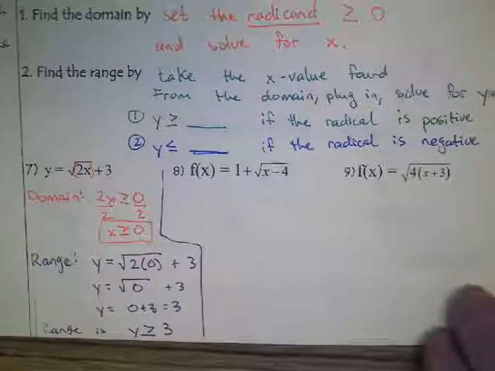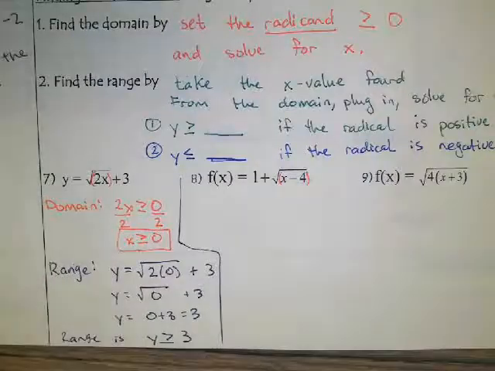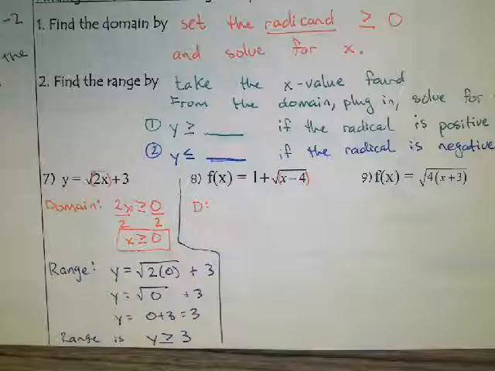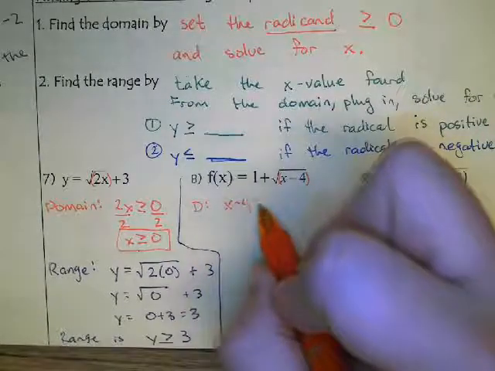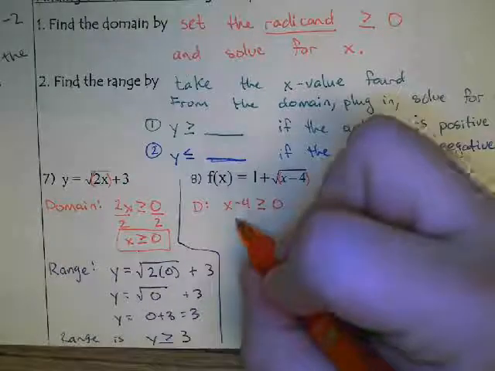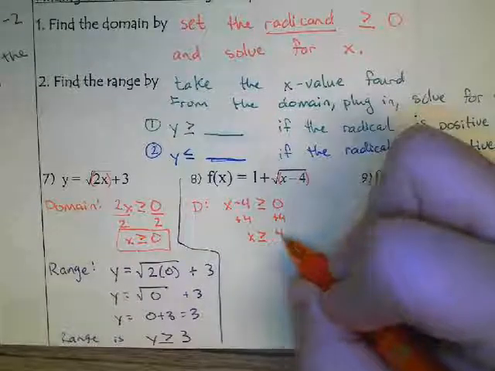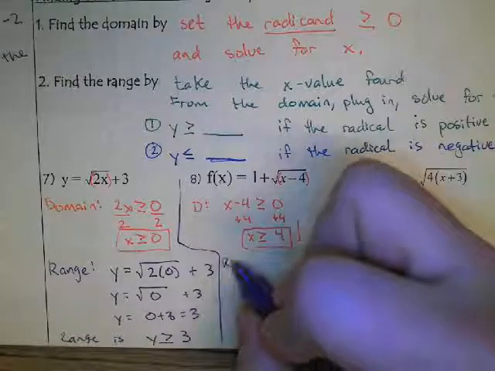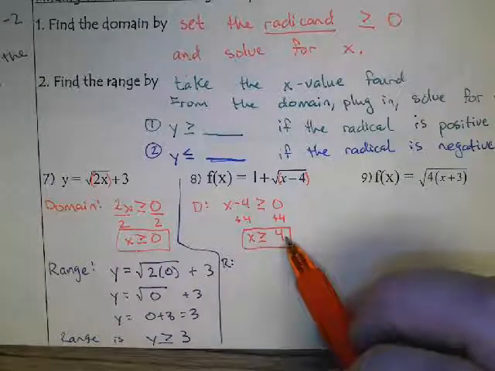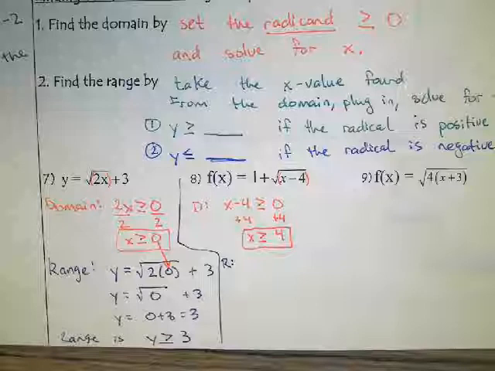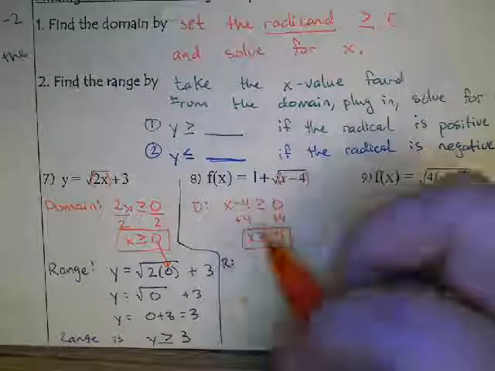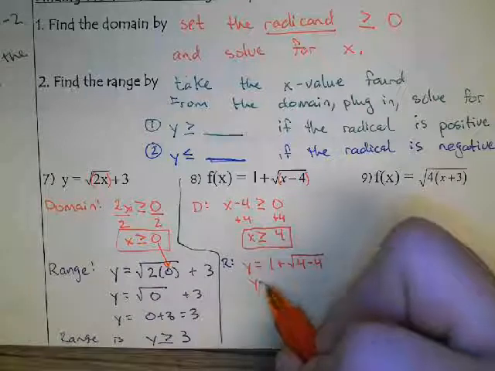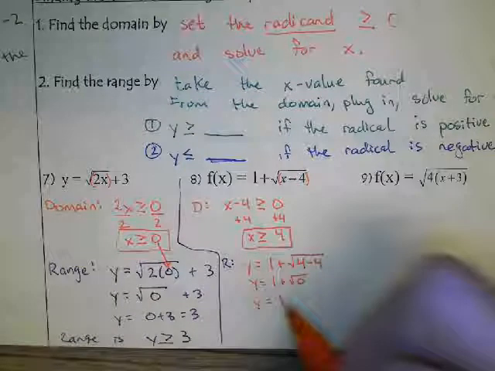Okay, so let's try this with number 8. We'll take the domain, that's taking that argument, the expression underneath the radical, and setting it greater than or equal to 0. So I'll say x minus 4 is greater than or equal to 0. We add 4 to both sides, and we have x is greater than or equal to 4. There's my domain. Now to find the range, I plug this x value in. Just like on this one, that 0 got plugged into our equation, I'm plugging the 4 into our equation. So I'll have y is equal to 1 plus the square root of 4 minus 4. So y is equal to 1 plus the square root of 0. Y is equal to 1.